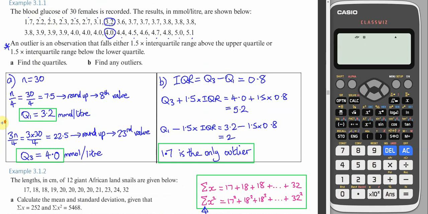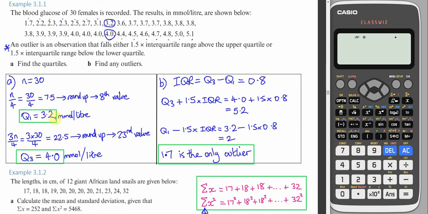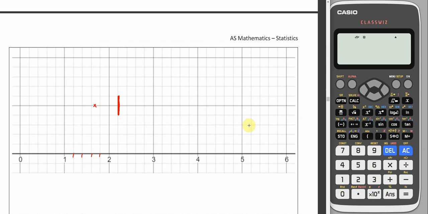What was the lower quartile? It was 3.2. Upper quartile was 4. And then the biggest value was 5.1. We didn't find the median earlier, so we're going to need that as well. So 3.2 is here, and 4 is there, and then 5.1 is there. I'm just going to draw my box and we'll go back and get the median later.